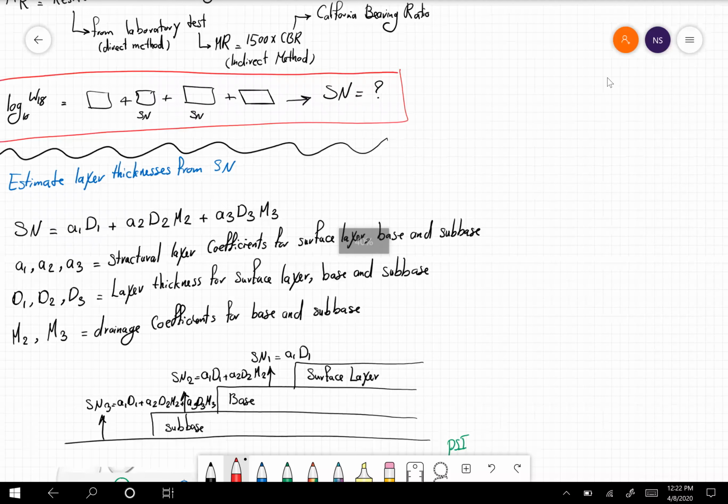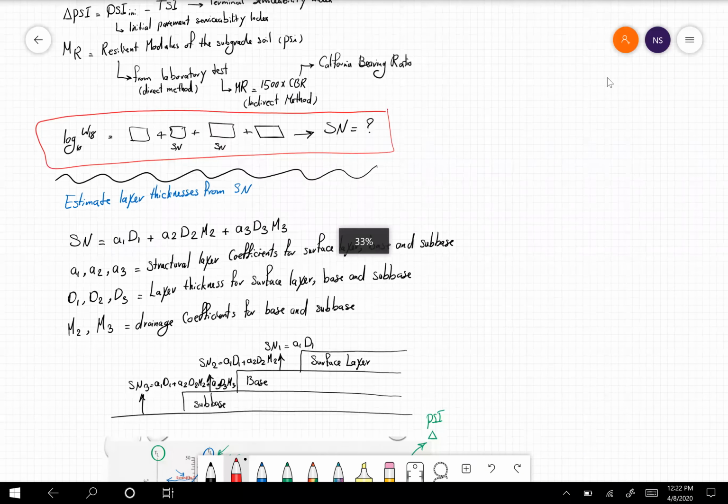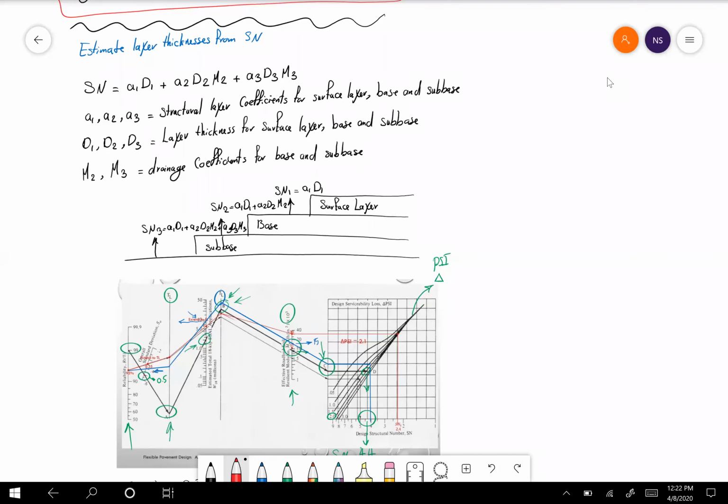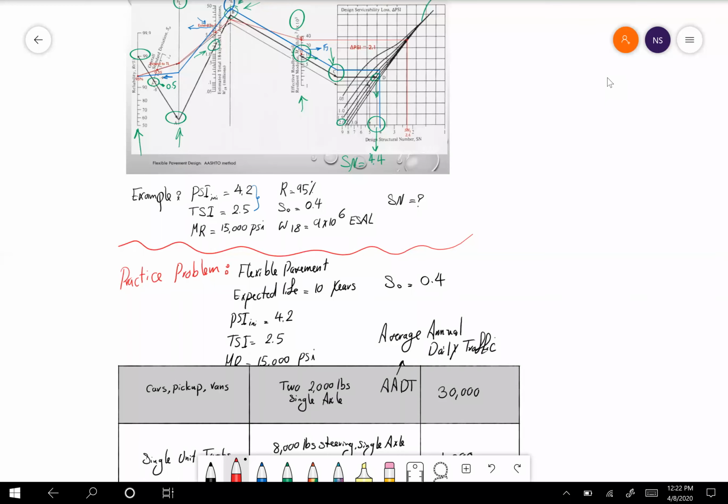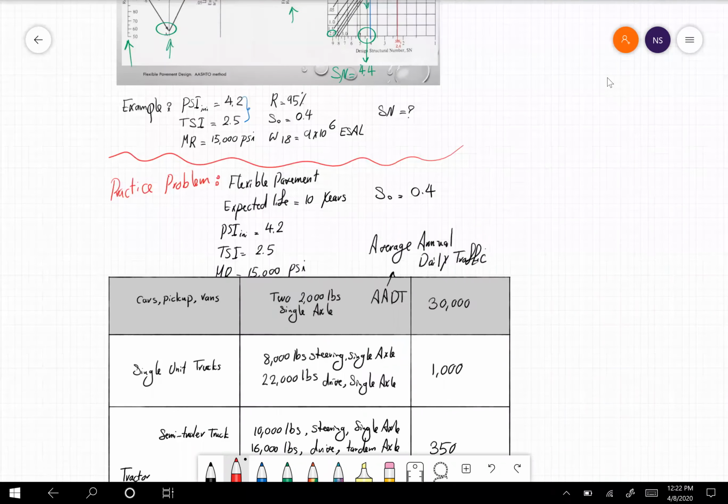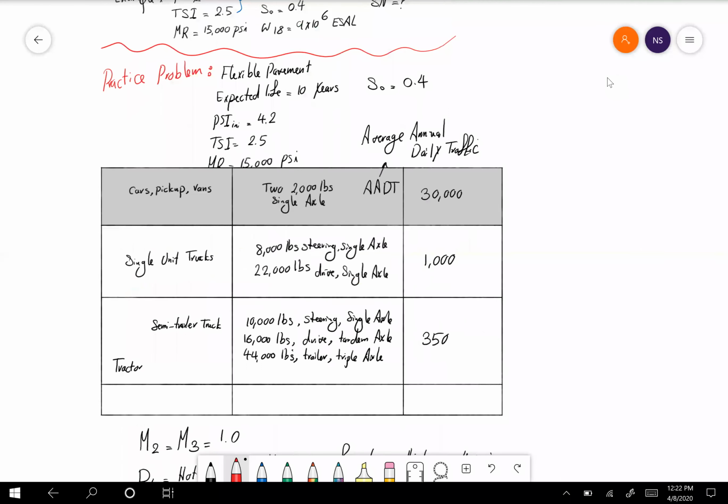Okay. So here are the notes from last session, and if you remember, we worked on using this graph to find the value for SN, and then we had this problem that this was our traffic combination. We're looking to design a flexible pavement for an expected life of 10 years. Standard deviation is 0.4. The initial pavement serviceability index is 4.2 and the terminal serviceability index is 2.5. The resilient modulus of the subgrade layer is 15,000 psi or 15 ksi.